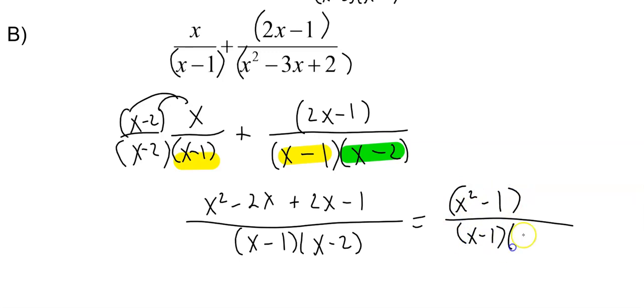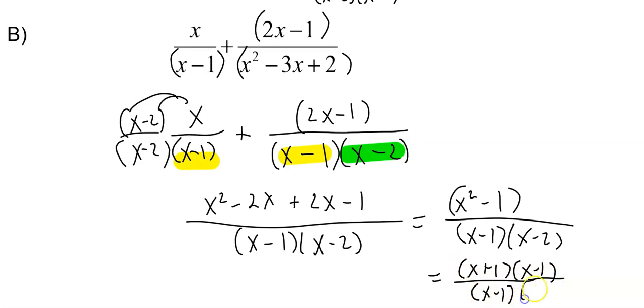The reason I like it is that it actually factors, right? So we get x plus 1, x minus 1. Oh, this is a nice problem. Over x minus 1, x minus 2. So what's going to happen is the x minus 1s are going to cancel, and you're left with x plus 1 over x minus 2.